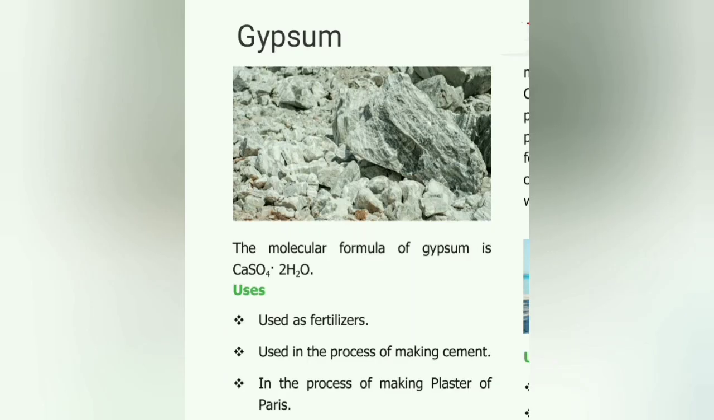Gypsum. Gypsum is a soft, white or grey, naturally available mineral. The chemical name of gypsum is calcium sulfate dihydrate. The molecular formula of gypsum is CaSO4.2H2O. Gypsum is also used as a fertilizer, it is used in the process of making cement, and it is used in making plaster of Paris.